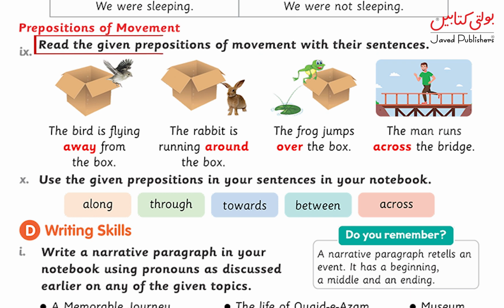Prepositions of movement show how the thing was moved. For example, the bird is flying away from the box. Here away is the preposition of movement. Away shows that a movement of place was made. The rabbit is running around the box. Again, around is the preposition of movement. The frog jumps over the box. Over is preposition of movement. The man runs across the bridge. Across is the preposition of movement.